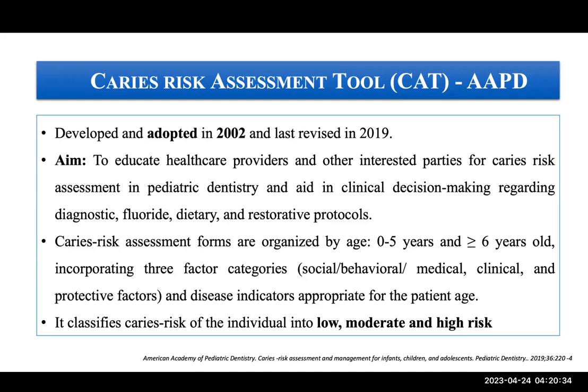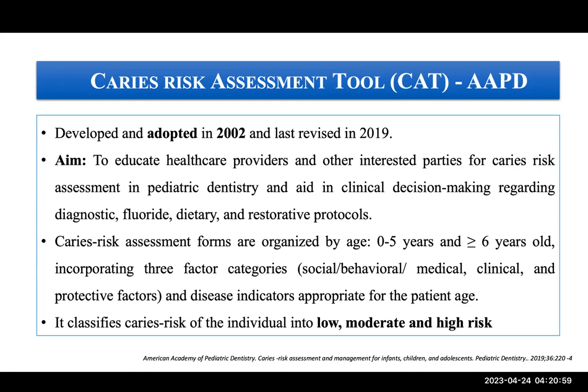So, mind you, this aim is to educate healthcare providers. Therefore, it is more educative. And yes, it has been used for the management and has been found to be effective in some of the studies. So they divided the caries assessment into two age groups, 0 to 5 years and 6 and above years.